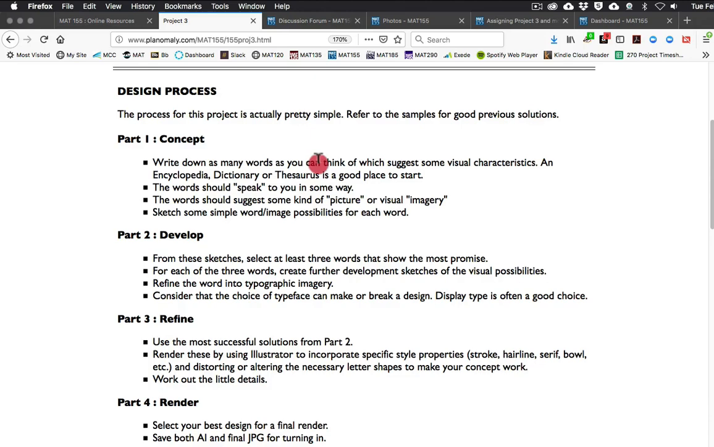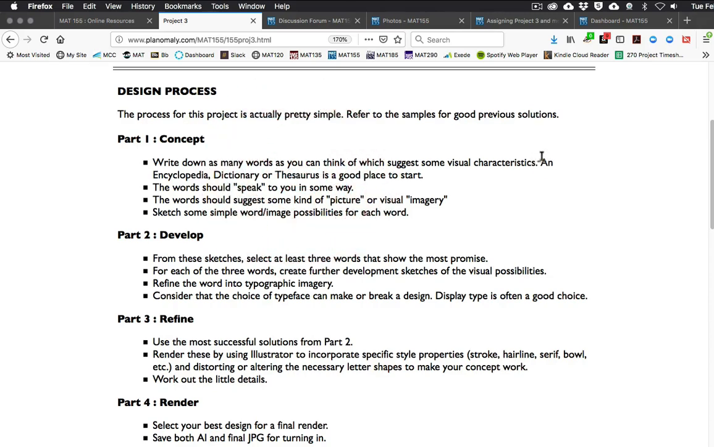You're going to write down as many words as you can think of that suggest some sort of visual characteristic, okay? Now, this is going to be kind of challenging because sometimes a paper encyclopedia or a paper dictionary or a paper thesaurus is a good way to start. The neat thing about the paper versions, the books, is that you can just open the pages and cruise through them. That's the downside of digital, it doesn't really allow you to peruse. You sort of have to know what you're looking for.